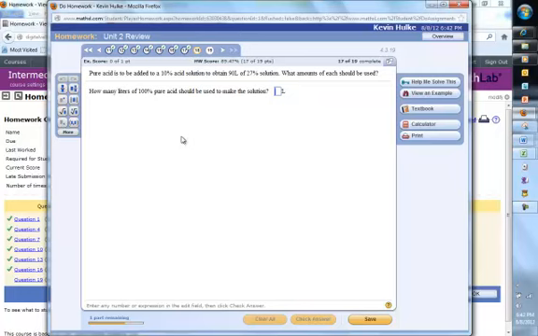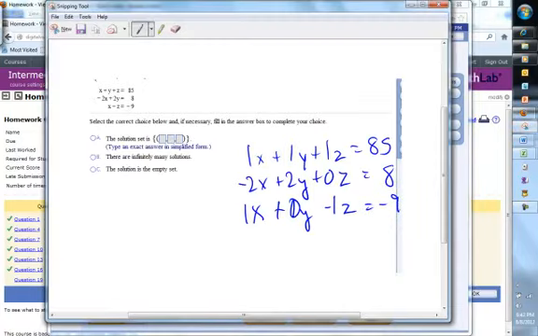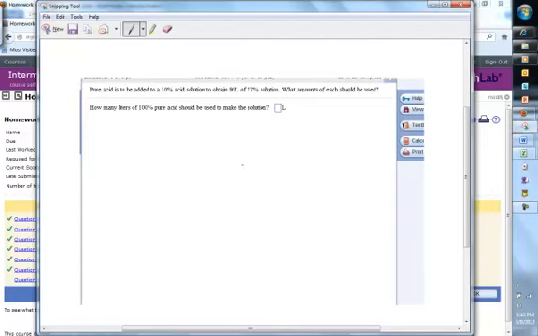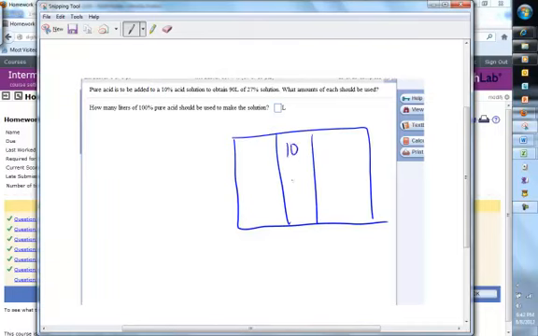18. Word problem. Okay. Pure acid is to be added to a 10% acid solution. So 10, 100, 27. Notice I just multiplied all of these percents by 100. 90 milliliters, or 90 liters of 27.